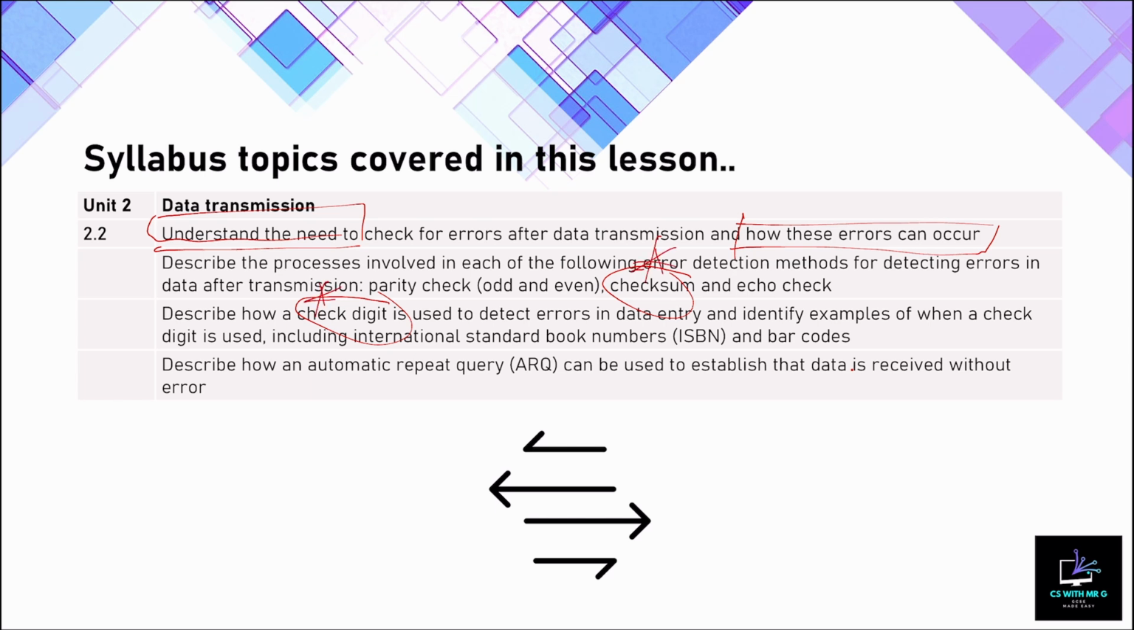All the other types, with parity checks and echo checks, we will look at in a future video, and also this term ARQ. We won't be looking at these in this video, but be sure to watch the next video where we will look at these terms.